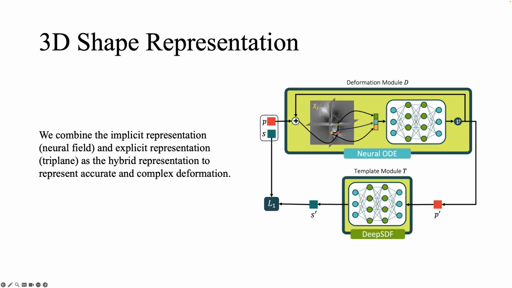For the 3D shape representation, because we want to have more accuracy in representing the 3D shapes, we try to combine the implicit representation neural field and the explicit representation triplane as the hybrid representation to represent accurate and complex deformation.